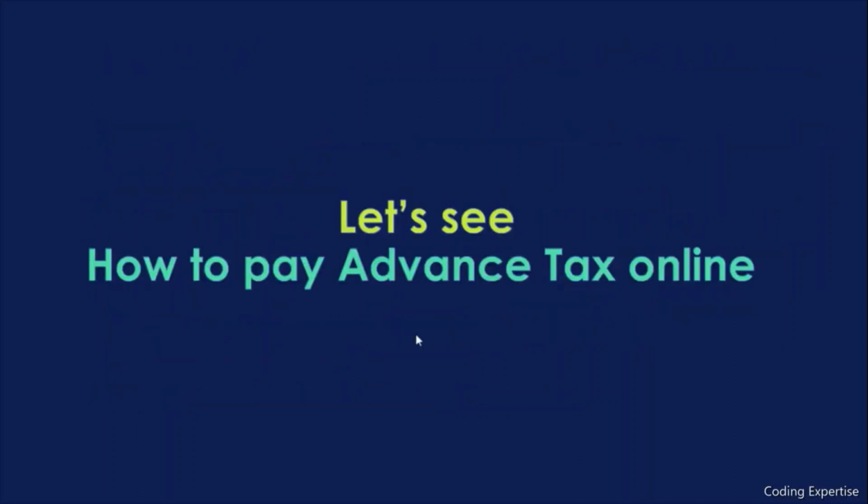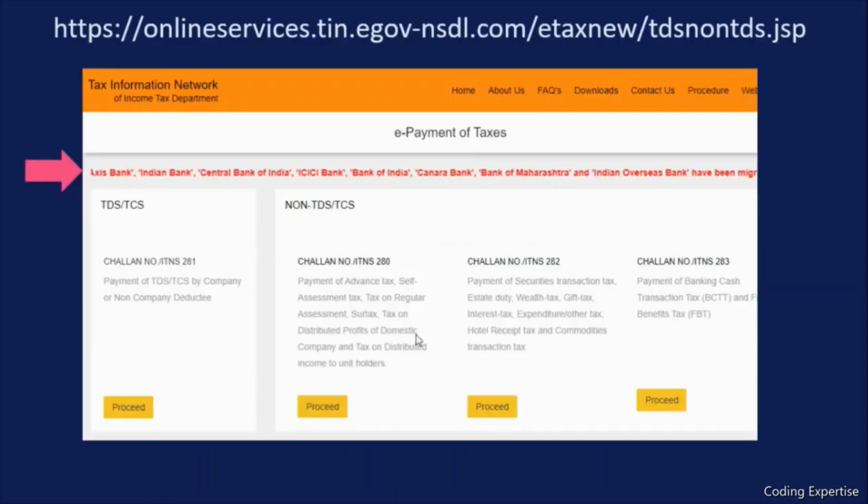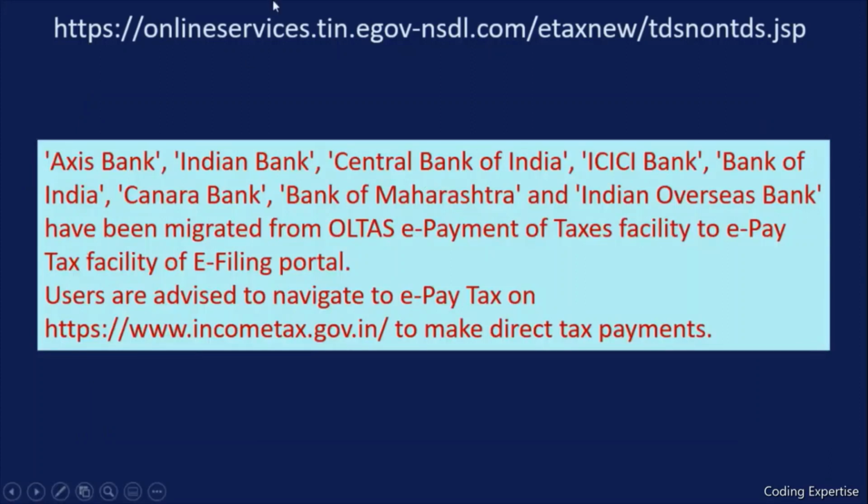Let's learn how to pay advance tax online. Go to this website, onlineservices.tin.egov-nsdl.com. Okay, I was seeing this notification. Axis Bank, Indian Bank, Central Bank of India, ICICI Bank, Bank of India, Canara Bank, Bank of Maharashtra, and Indian Overseas Bank have been migrated from the NSDL e-payment of tax facility to the e-pay tax facility of the e-filing portal. So users are advised to navigate to e-pay tax on incometax.gov.in to make direct tax payments.